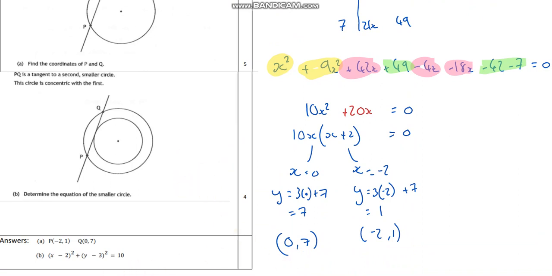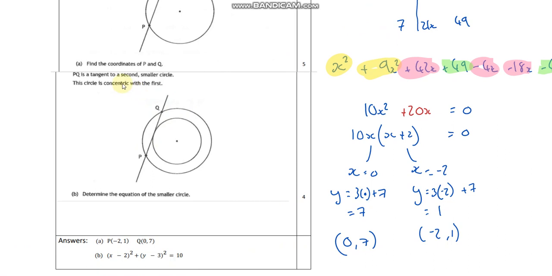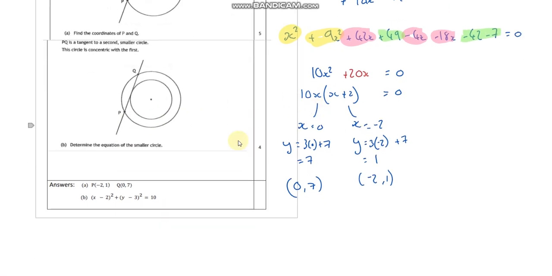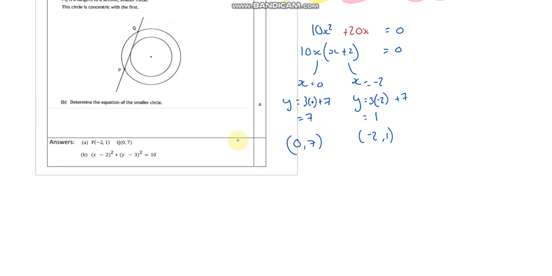Okay, so PQ is a tangent to a second smaller circle. It's concentric with the first, so it means they share the same centre. Determine this equation. So a wee bit more thinking involved with this one. Okay, so let's have a little think to ourselves. The first thing we want to say is centre, radius, and then actually wants the equation. So CRE really does make sense this time. Usually it's been CRR, but we need the centre and the radius.